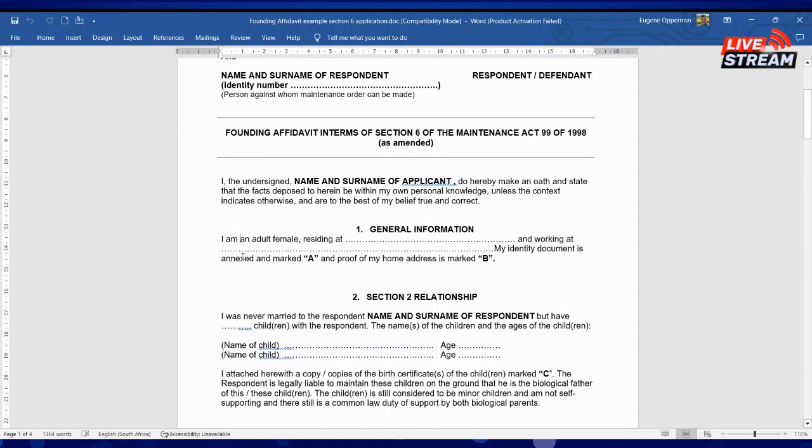So what you do then is you make a copy of your ID document and you mark it on that little piece of copy. You mark A and your home address on B. And that you attach to this affidavit as well.